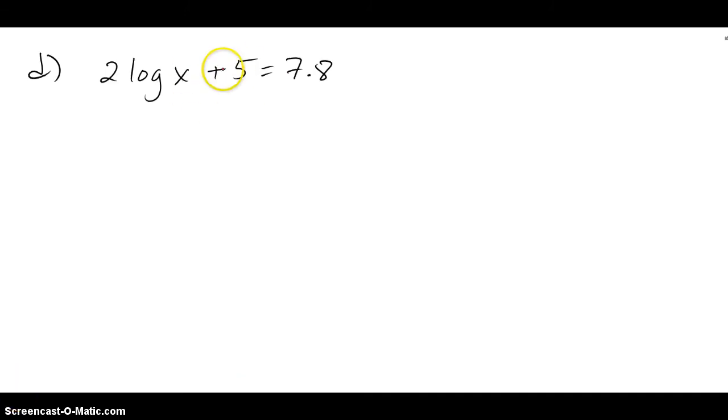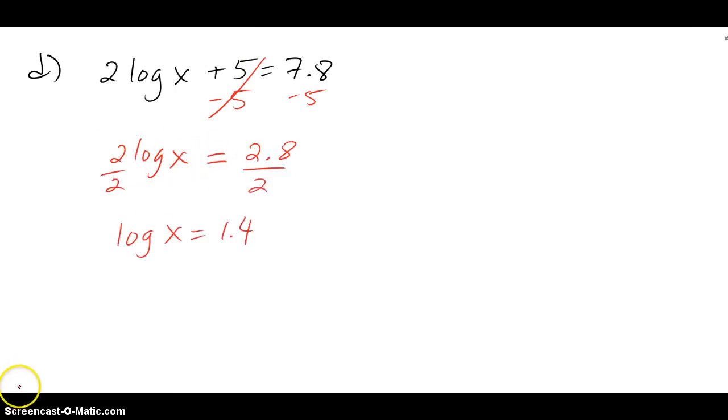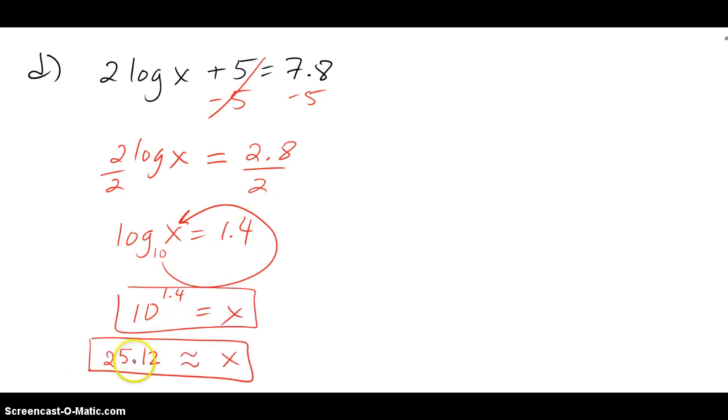Okay, one more log equation. There's nothing that I really want to condense. I want to get the log term by itself, so let me isolate the log term first. Then while I'm at it, let's divide by 2. Now I have only one log on one side. The base must have been a 10, and I can again do the circle on this. So 10 raised to the 1.4 must be x, or using our calculator, approximately 25.12.